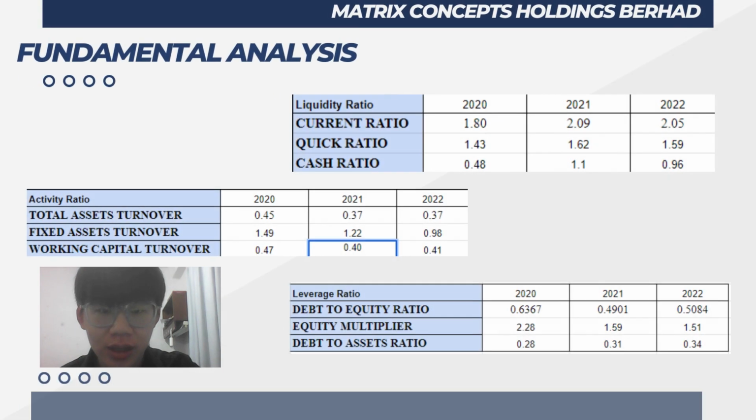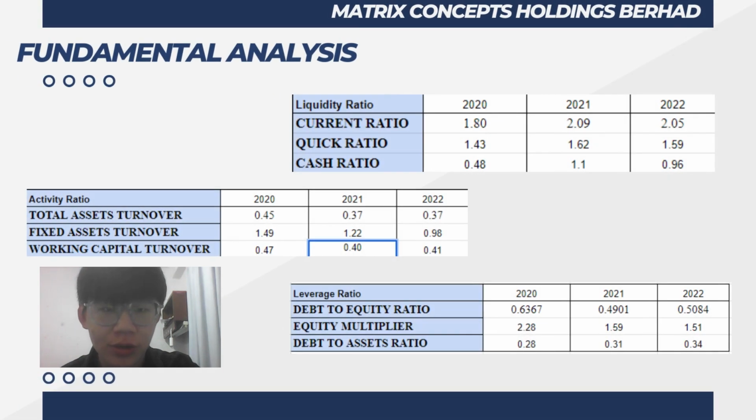For the fundamental analysis, we found that the liquidity ratio is the highest in 2021. We found that the current ratio is 2.09, quick ratio is 1.62, and the cash ratio is 1.1. And next, we found that the activity ratio is the highest in 2020. The total asset turnover is 0.45, fixed asset turnover is 1.49, and the working capital turnover is 0.47.